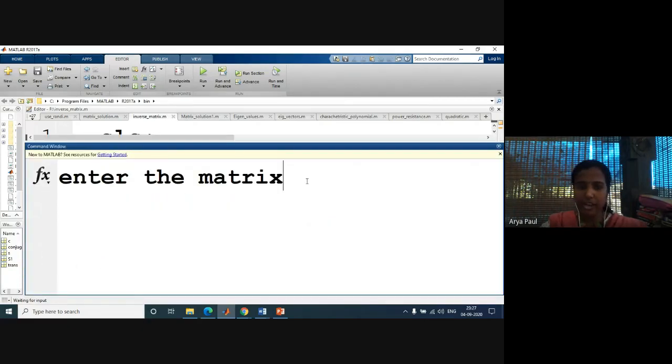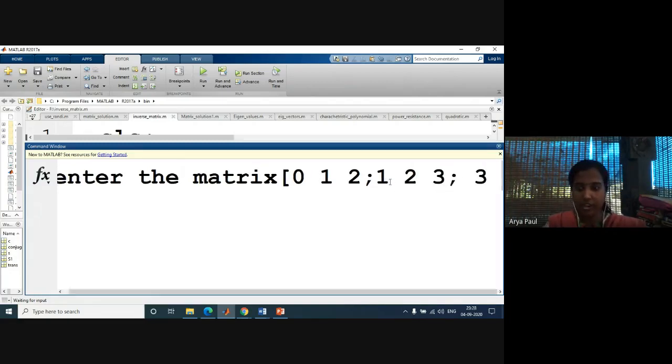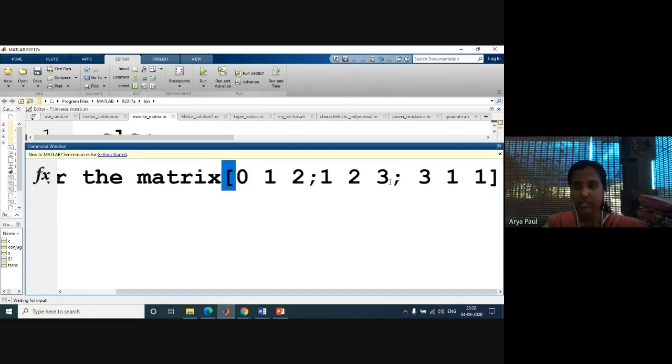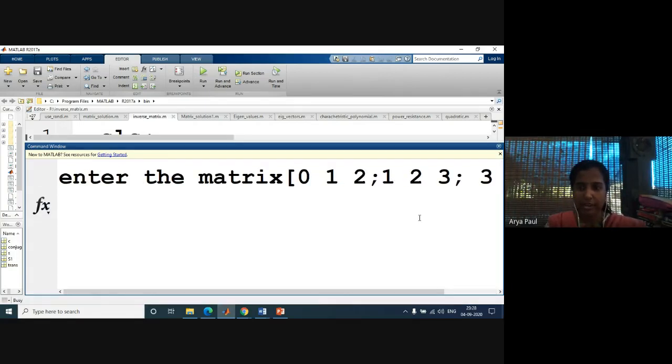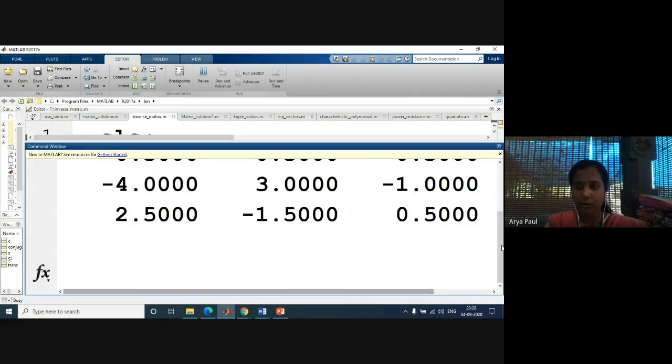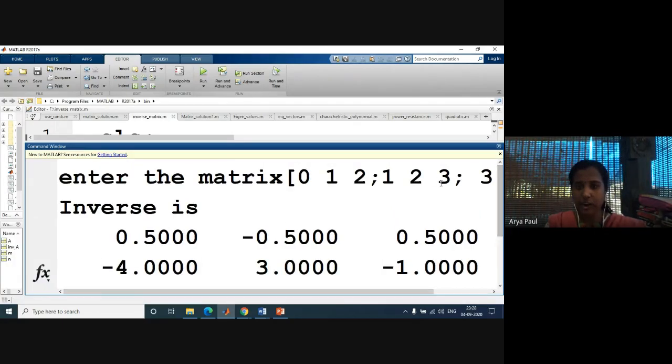Enter the matrix. You can enter the matrix as 0, 1, 2, then a semicolon. Why are you putting a semicolon? To separate the rows. So this is the first row. Second row is 1, 2, 3. The third row is 3, 1, 1. So this is my matrix.